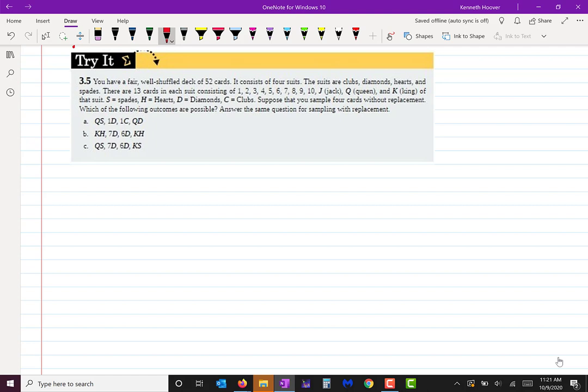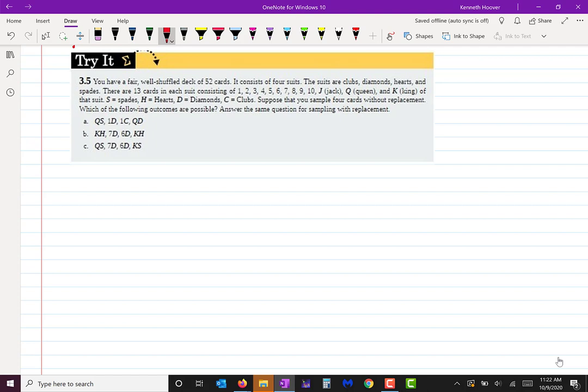Here's a similar question. You have the same deck of cards. And it says, for part A, you draw four cards. You draw the Queen of Spades, the One of Diamonds, the One of Clubs, and the Queen of Diamonds in that order. They just want to know, is that possible to do if you do not have replacement? If you do not put the card back in the deck after drawing it, then is that situation possible? Well, it is, right? It is possible because there is no card there that was drawn twice. So it's possible to do that even if you did not replace the card after drawing it each time. Okay? And then it says, is that possible with replacement? Well, of course it is. I can't even imagine why it wouldn't be.